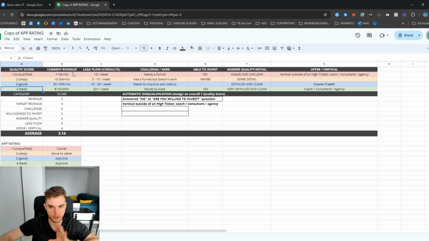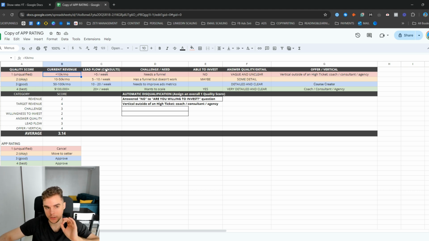Okay, so for example, in this case, we have multiple questions which are qualifying. The first one is about the revenue. For example, if they're doing below 10K a month, they're unqualified, we're going to cancel them. If they're doing between 10 and 50, they're okay-ish. If they're doing between 50 and 100, they're good. If they're doing 100K and above, they are the best.